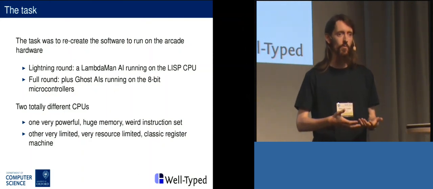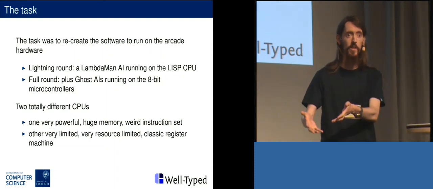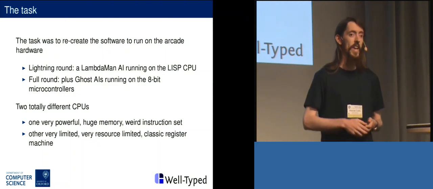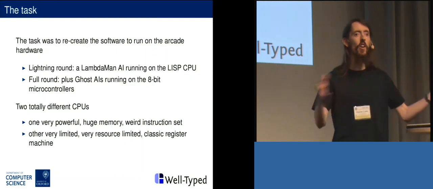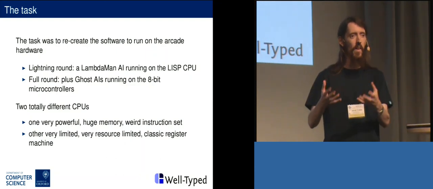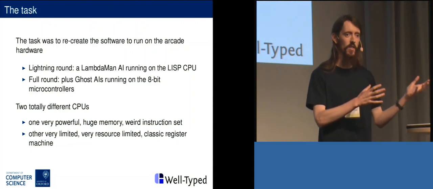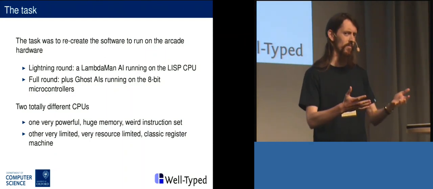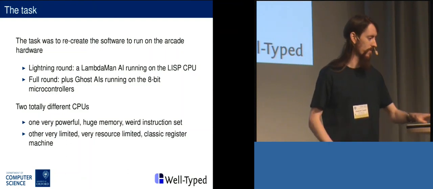And so for the lightning round, we asked everybody to build an AI for the Lambda programming for this Lisp CPU. And then for the full round, with the full 3-day version, they in addition had to write AIs for the ghosts, running on these little 8-bit microcontrollers. And these two things are totally different. One has a very, very imperative and low-level flavor to it, and the other is this weird, exotic CPU, very powerful, that's designed to be a target of a Lisp compiler. Totally opposite, and they had to write both.